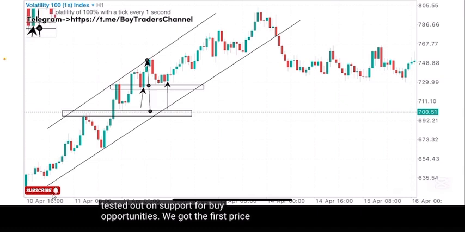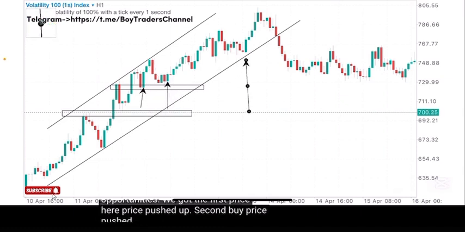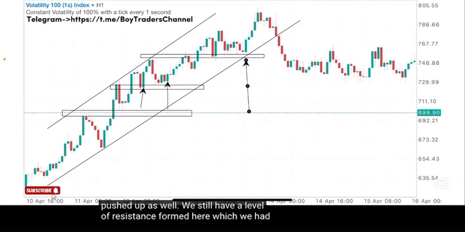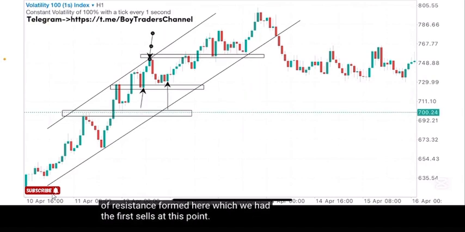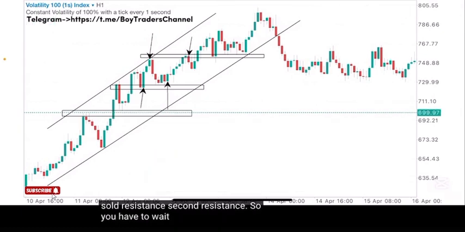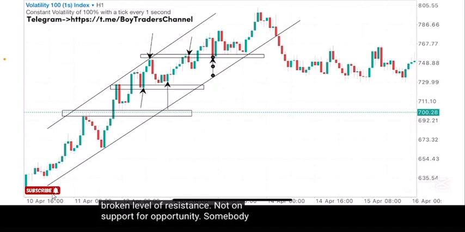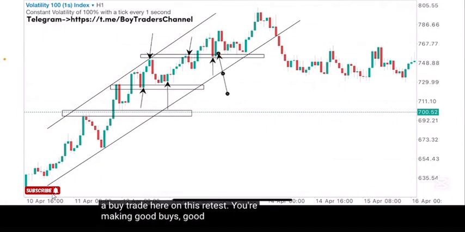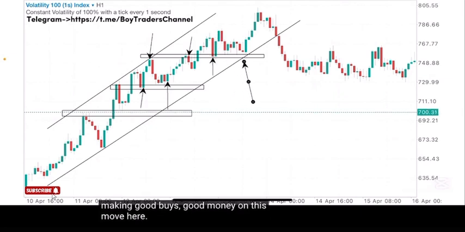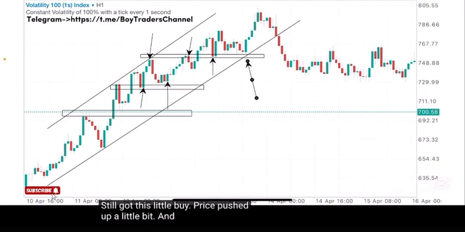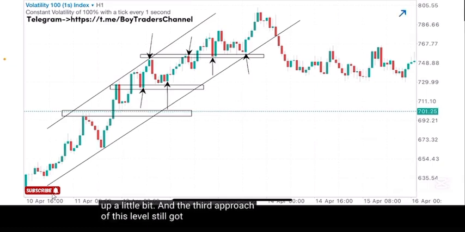We got the first price here, price pushed up, second price pushed up as well. We still have a level of resistance formed here, which we had the first sells at this point, price sold resistance, second sells resistance. So we have to wait for a retest of this broken level of resistance, not on support, for buy opportunities. So imagine taking a buy trade here on this retest, you're making good money on this move here. Second retest here, we still got these little buys, price pushed up a little bit, and the third approach of this level still got good buys here.